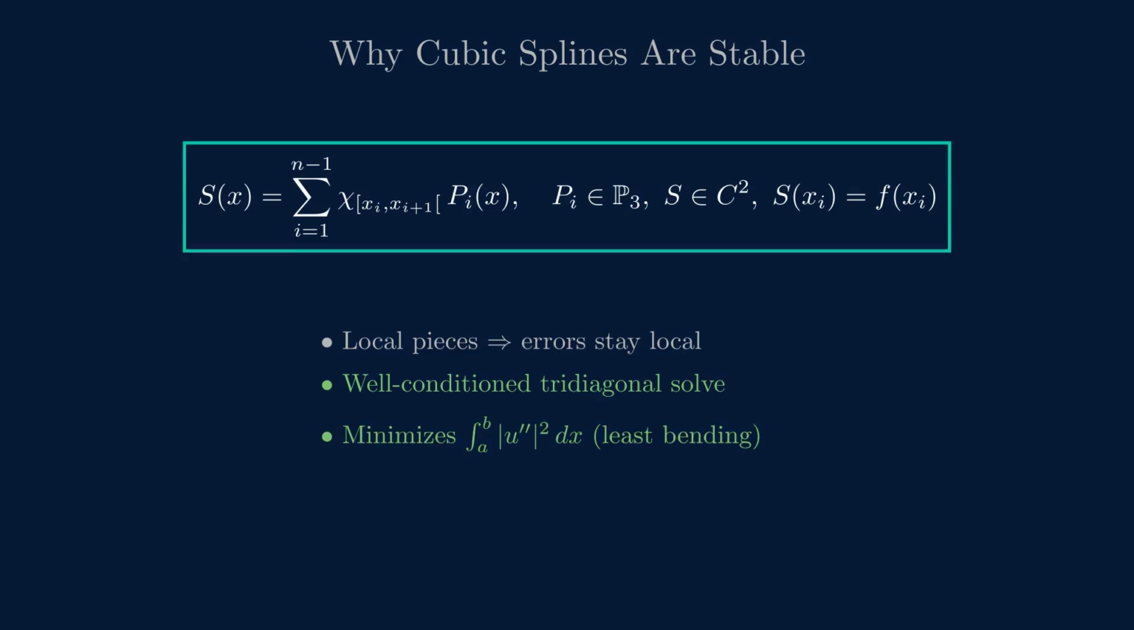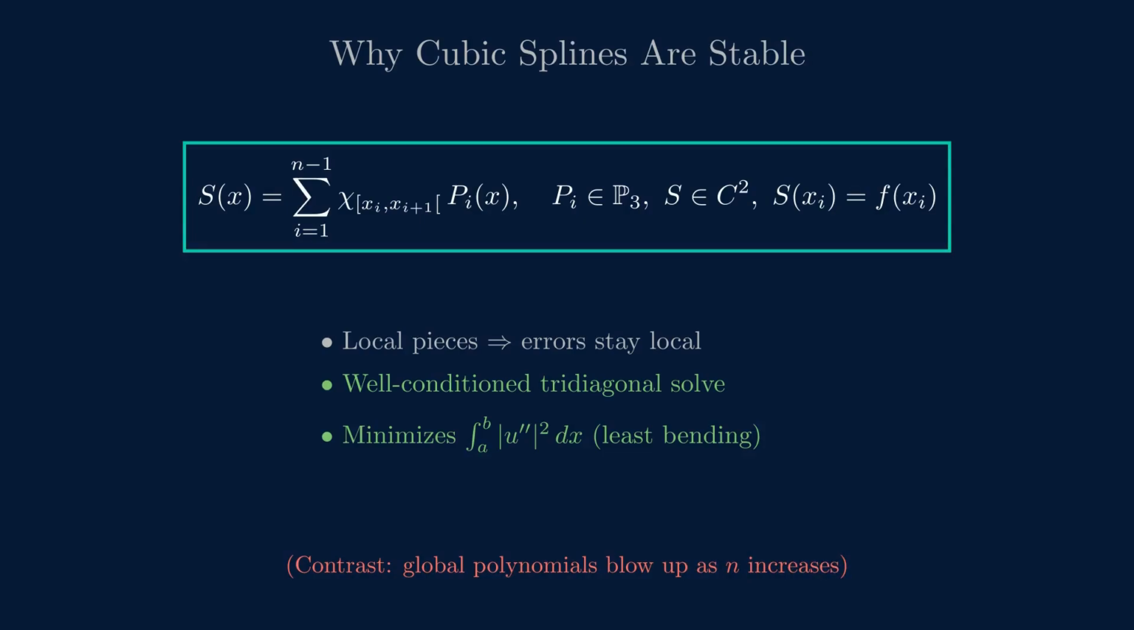Among all twice differentiable functions passing through the same data points, the natural cubic spline is the one that minimizes bending energy, the integral of the second derivative squared. This makes it the smoothest possible curve that still fits the data. Thanks to this energy-minimizing property, splines suppress high-frequency oscillations. They don't whip wildly like global polynomials when more points are added.